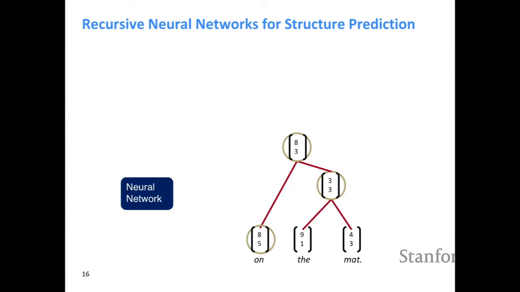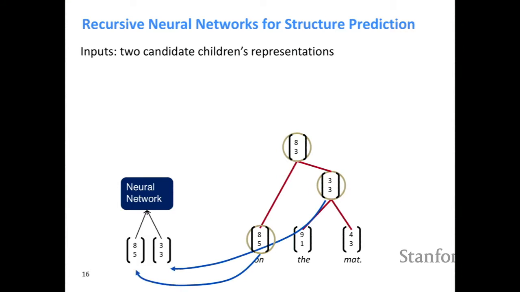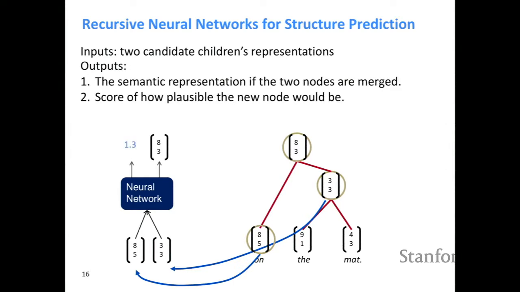Well, the first thing we're going to define is the standard neural network. And now at each time of application of this neural network, we have two inputs, namely the two child vectors. And we'll have two outputs, another vector representation, the hidden state, and a score. Often the score is coming directly from that hidden state. And in our case of parsing, we're going to define that score to be a measure of how plausible the new node would be as an actual grammatical phrase.